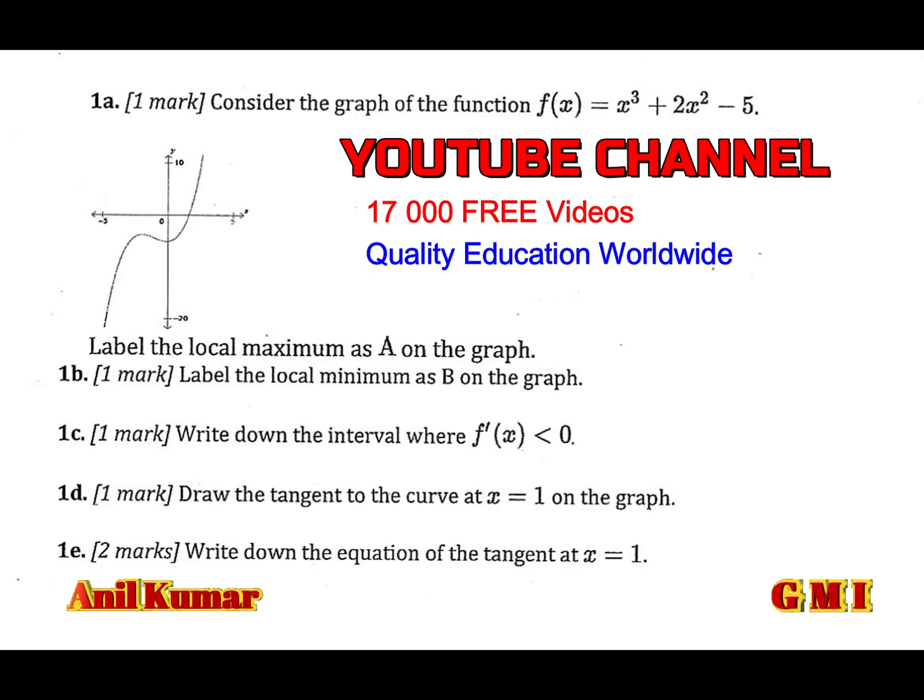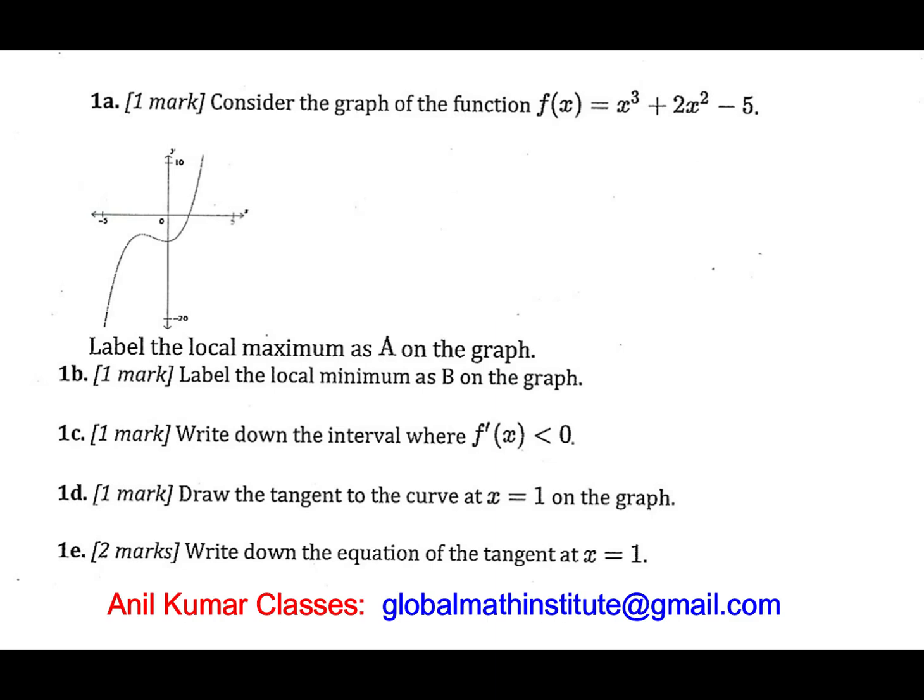In this video, we'll take up a test question from an IB test paper. Let us see how we solve this in steps. Starting with 1a: consider the graph of the function f of x equals x cubed plus 2x squared minus 5.